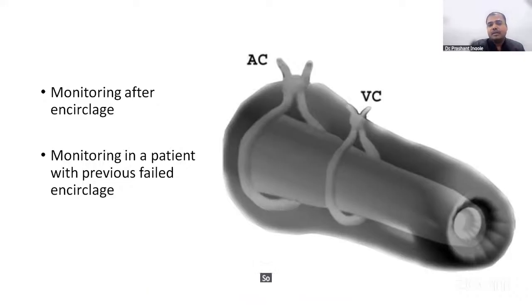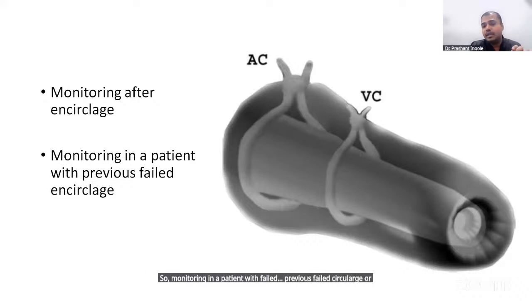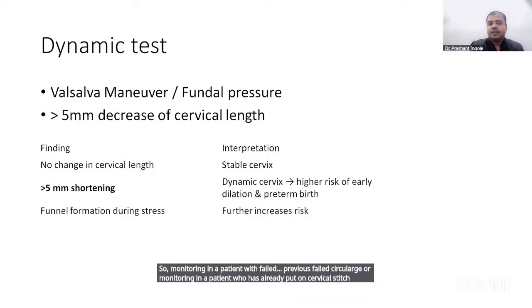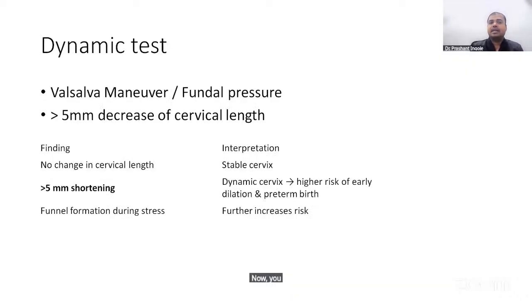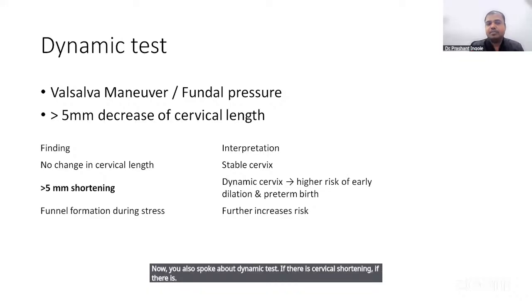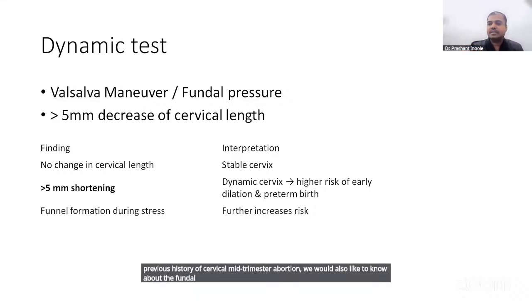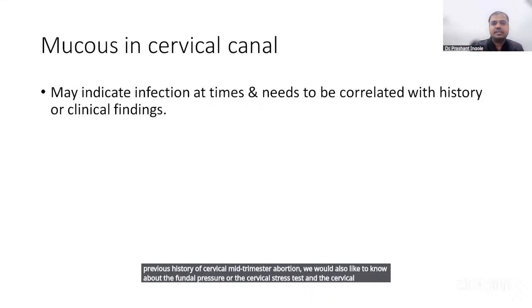So monitoring in a patient with previous failed cerclage, or monitoring in a patient who has already had a cervical stitch, is very important. Now, you also spoke about dynamic tests. If there is cervical shortening, or if there is a previous history of mid-trimester abortion, we would also like to know about the fundal pressure or the cervical stress test and the cervical consistency index.